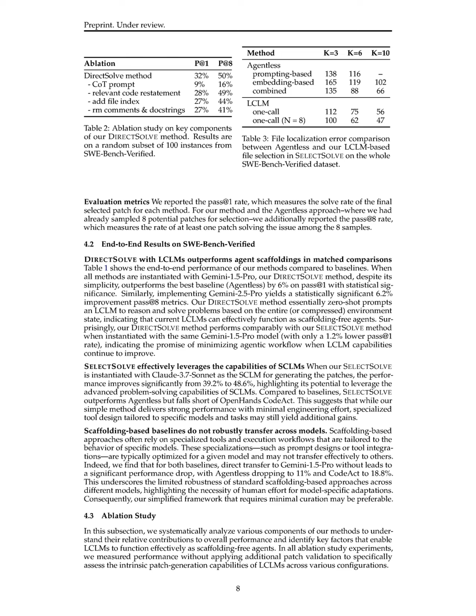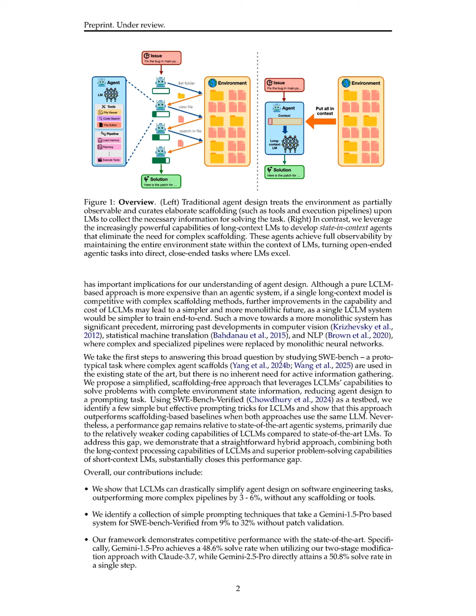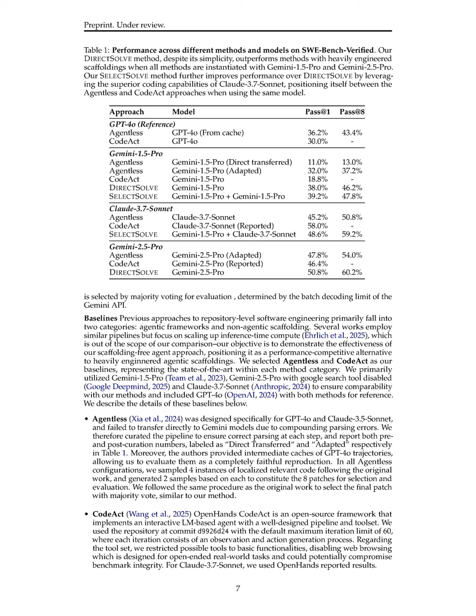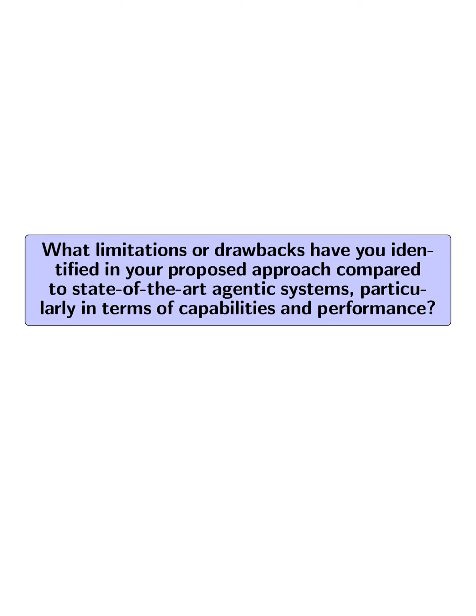Performance metrics included the pass-at-1 rate, measuring the solve rate of the final selected patch, and the pass-at-8 rate, indicating the rate of at least one successful patch among 8 samples. Our results showed that DIRECTSOLVE outperformed the best baseline, agentless, by 6% on pass-at-1, while SELECTSOLVE achieved a significant improvement from 39.2% to 48.6% when using Claude 3.7 Sonnet, demonstrating the effectiveness of our scaffolding-free approach. Additionally, we conducted an ablation study to analyze the impact of various design choices, further validating the robustness of our method.